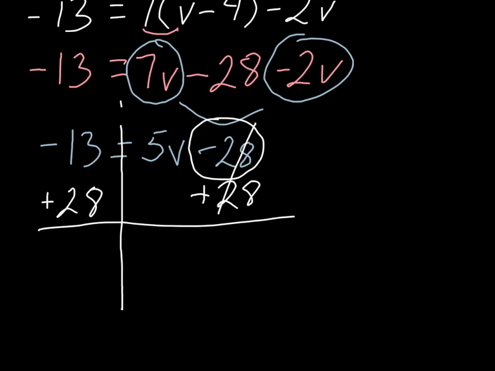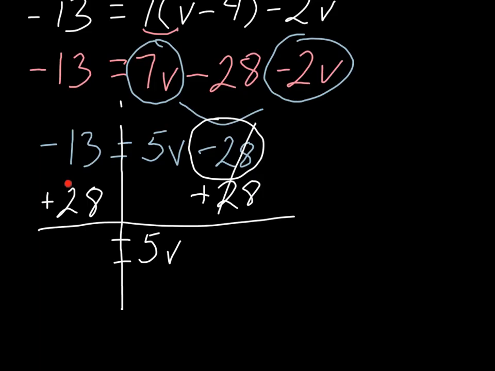So I go ahead and bring down my 5v. And here, once again, students get confused. Do I add them or subtract them? Well, if this were a positive 13, we would say 13 plus 28 and we would add it. But since this is a negative 13, we do the opposite. That's kind of how I remember. So that means I'm going to actually subtract these numbers.